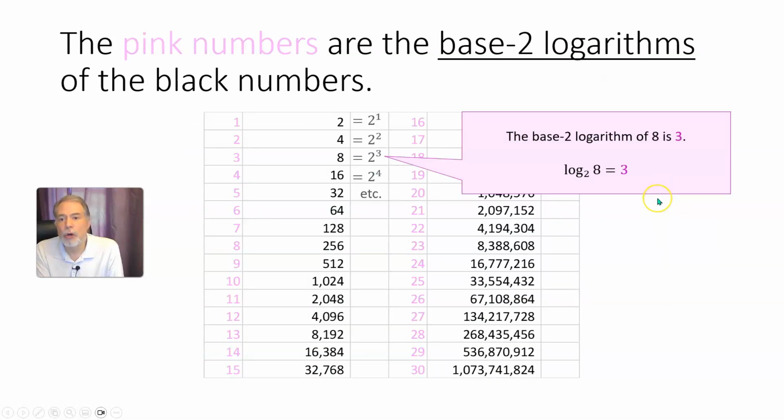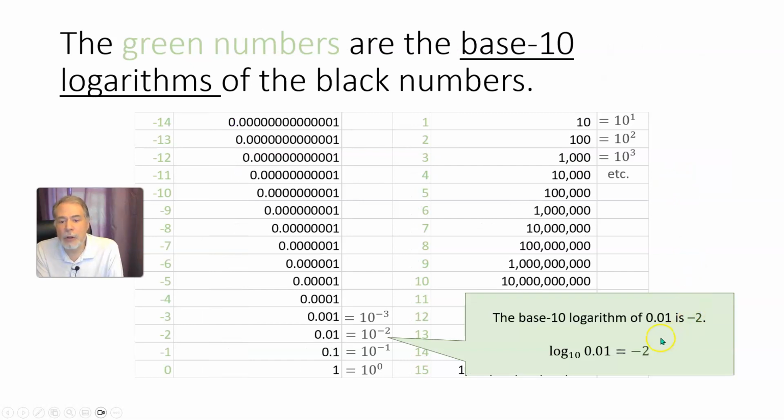The base 2 logarithm of 8 is 3, because 3 is the power you have to raise 2 to get 8. So you would write that as log to the base 2 of 8 equals 3. The base 10 logarithm of 0.01 is -2, because that's the power you have to raise 10 to get 0.01. So you would write that as log with a little subscript 10 of 0.01 equals -2.